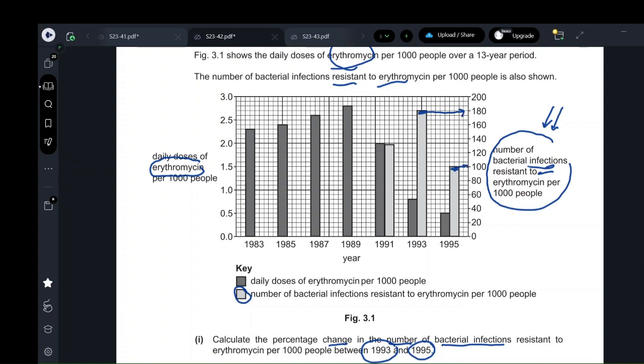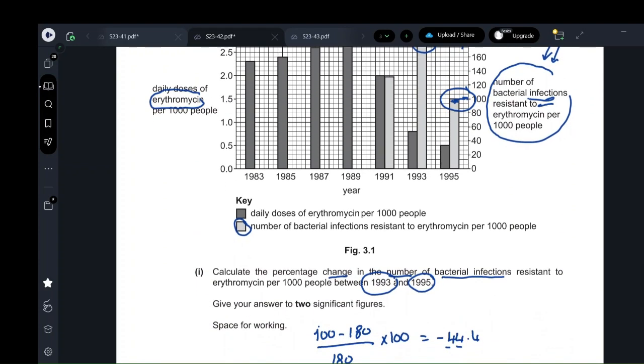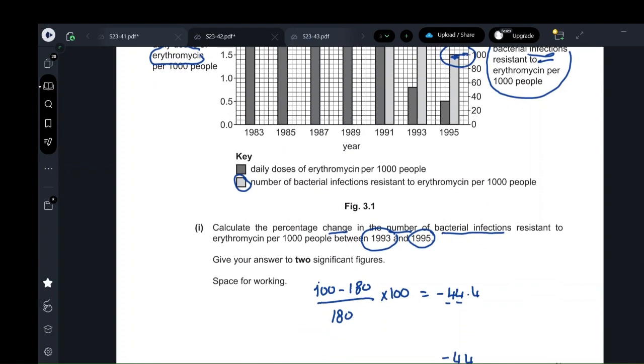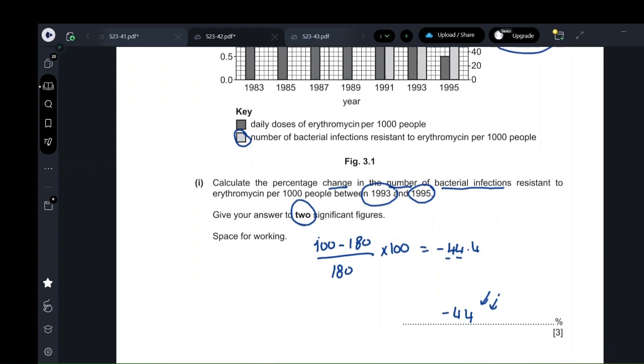How did it change? Final minus original over original times 100. I will subtract 100 minus 180 over 180 times 100. It will give me 44.4. He wants it to the nearest two significant figures, so I will write it as negative 44. Negative because it decreased. It was 180 and then it changed to 100.